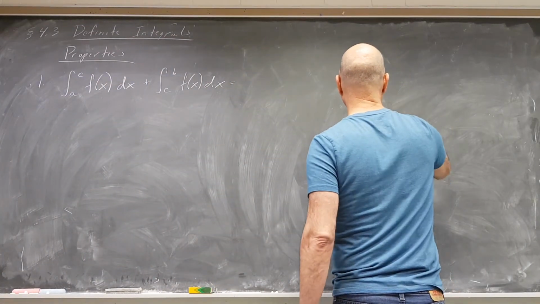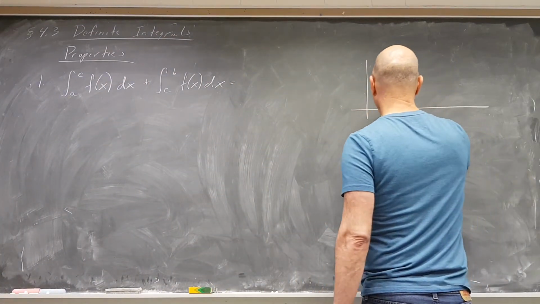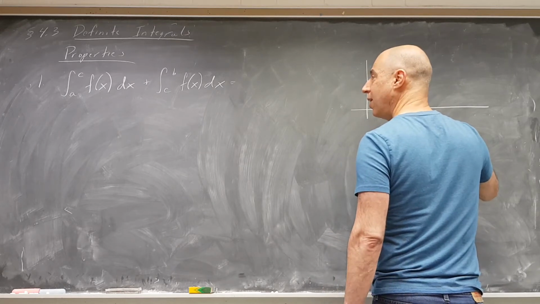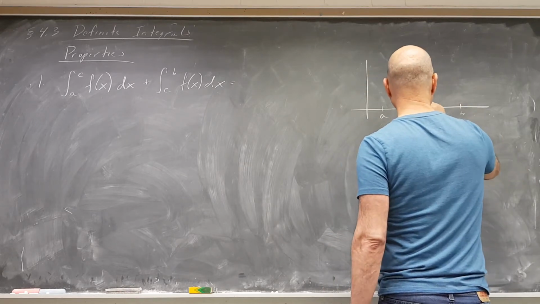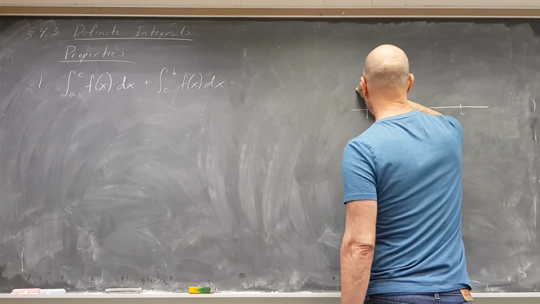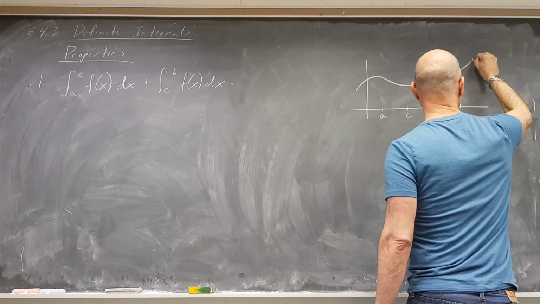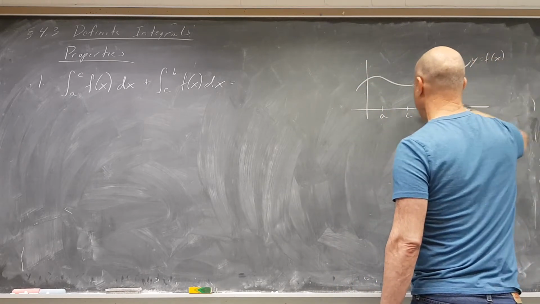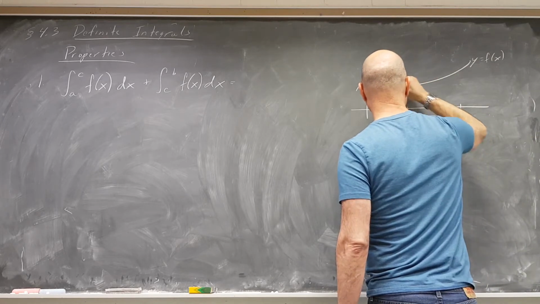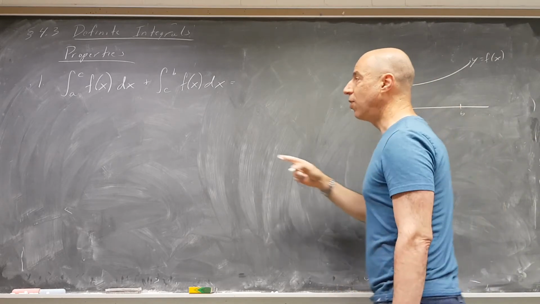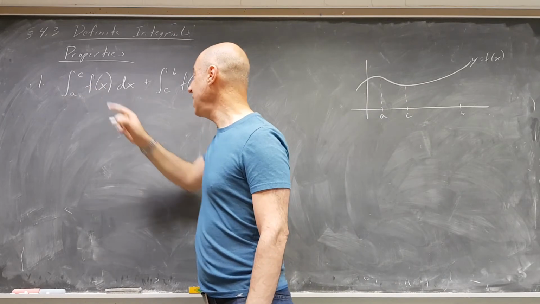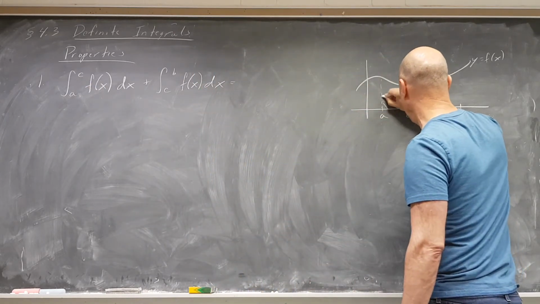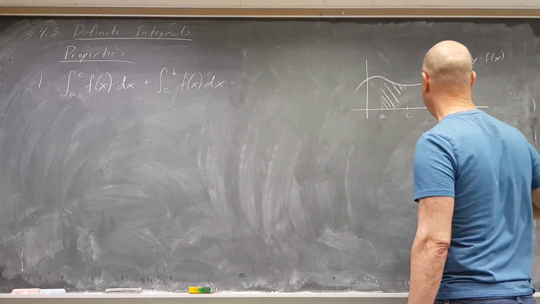Let's go ahead and draw a picture. Now in this picture, I'm going to put a over here, I'm going to put b over here, and I'll put c right in the middle. And I have my curve, whatever it is, y equals f of x. So the definite integral from a to c of f of x dx is just this area here, or it'd be the signed area if part of it went below the x-axis.